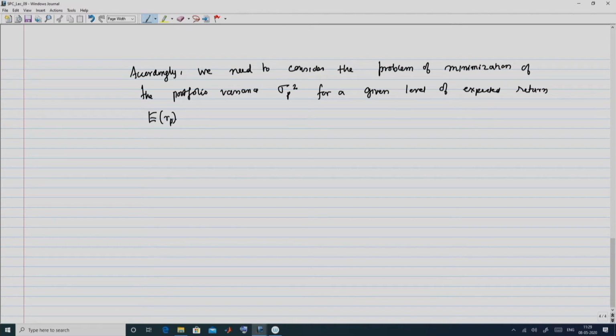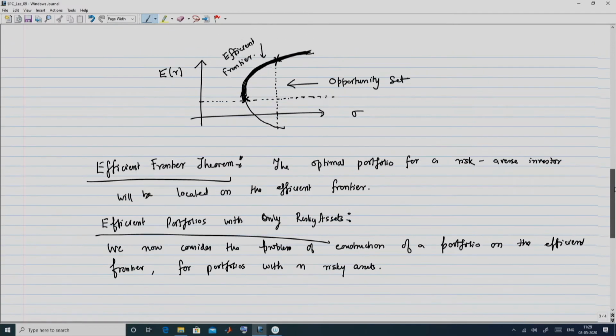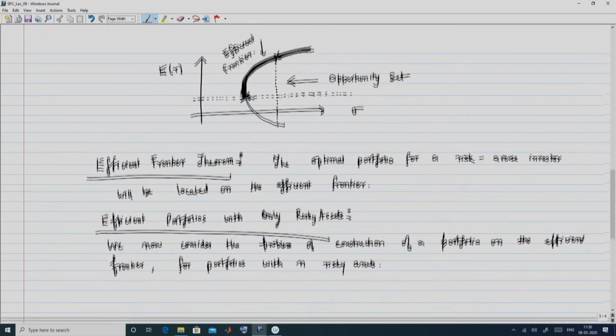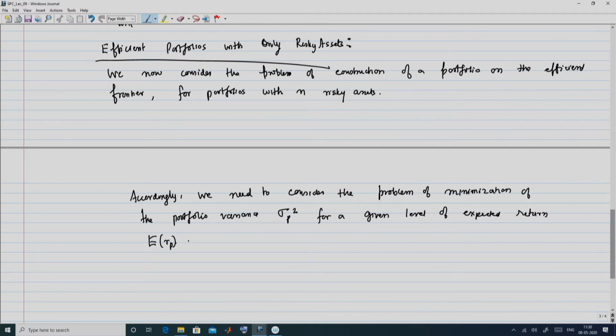So, this basically means that it is the minimization of the portfolio variance given a level of expected return. It is this problem where I fix the expected return and then, amongst all the portfolios at that expected return, I try to obtain the portfolio which gives me the minimum risk for that given level of return, so that I get the weights of the portfolios on the efficient frontier. So, we can now formulate the problem in more concise terms.